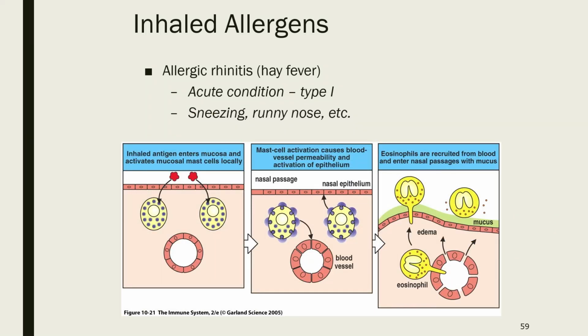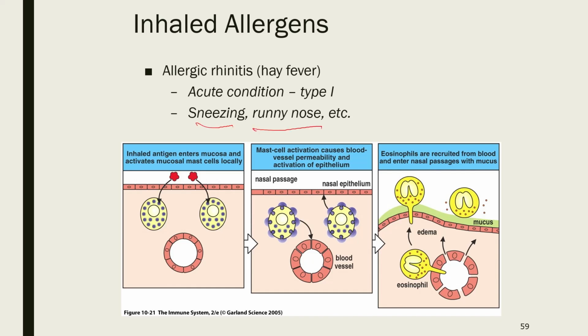Alright, so continuing with inhaled allergens, we'll look at first a mild rhinitis. Rhinitis is where inhaled antigens entering the mucosa activate the mucosal mast cells locally, and then lead to release of the mediators, leading to increased vascular permeability and all these. Also increased mucus production, and also eosinophil chemotaxis, leading to activated eosinophils. Alright, so that is the initial stage, and symptomatically you have sneezing, runny nose.